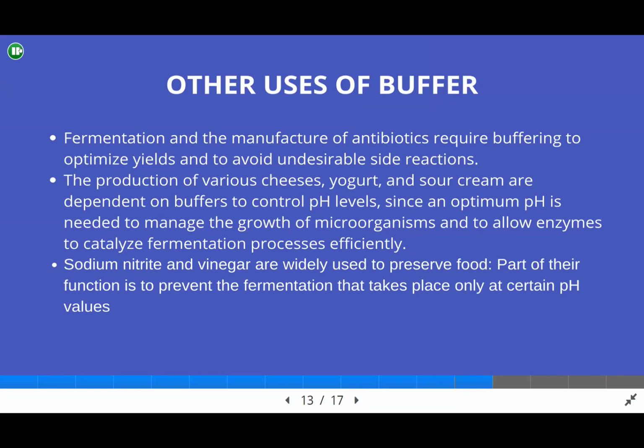Buffers are also super important for many consumer, commercial, and industrial products as well. So fermentation, the manufacturing of antibiotics requires buffers to optimize yield and to avoid side effects. Production of cheese, yogurt, and sour cream is dependent on buffers to control pH. Right, since an optimum pH is needed to manage the growth of bacteria or microorganisms in those products and allow enzymes to catalyze the fermentation process efficiently.